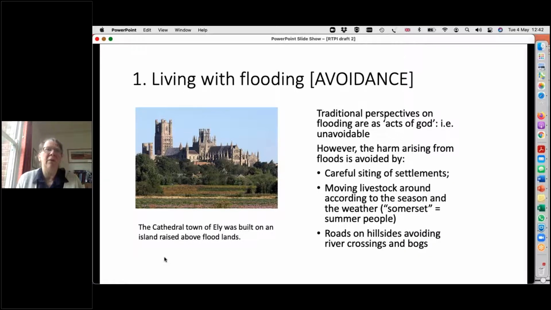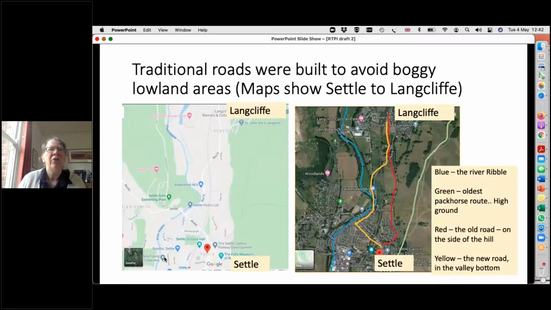And we also have a long tradition from Yorkshire of roads on hillsides and on the highland avoiding river crossings and bogs, which are liable to be more impacted by flooding. So just by way of example, the route between Settle and Landcliffe in North Yorkshire, you can see the green line shows the old pack horse route, which is at the top of the hill. There was also a road for carts, which is shown in red, and the modern road, which is yellow, which is very close to the river and much more liable to flooding.